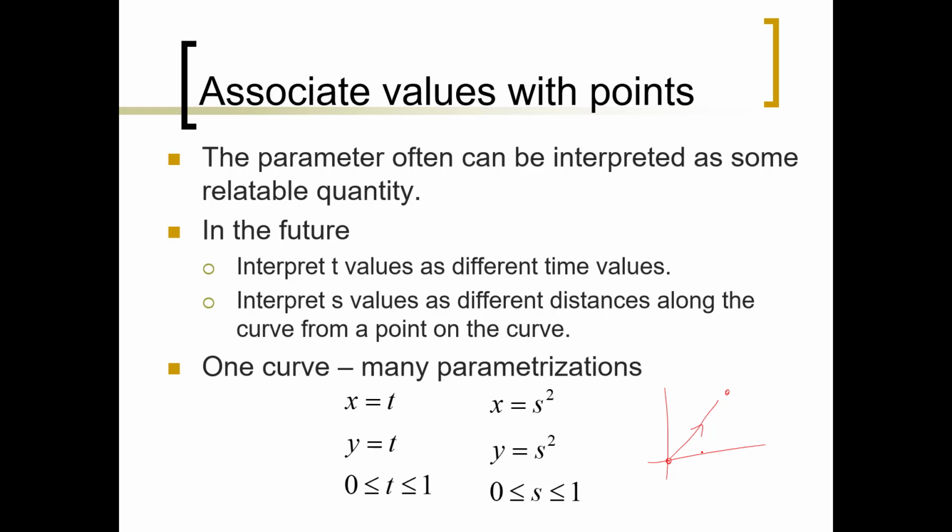So in that case, in the first parameterization, t equals a half corresponds to the point (1/2, 1/2). But in the second parameterization, if I make s be a half, that parameterization associates a half with a fourth and a fourth. So they are different parameterizations. You get different associations with values and points, even though the curve and the orientation are exactly the same.